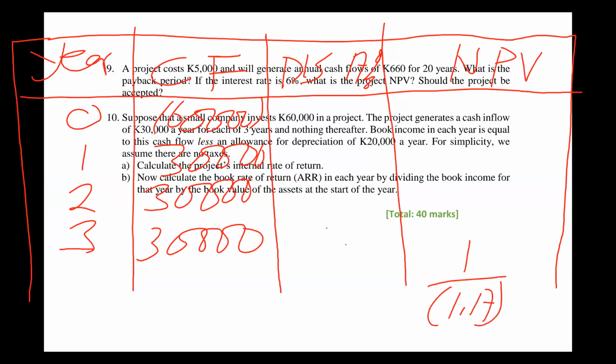Let's discount. So we use 1.17 to the power 0. When you do to the power 0, this will be 1. What about when you say to the power 1? What will be the discounting factor? What is going to be our discounting factor?